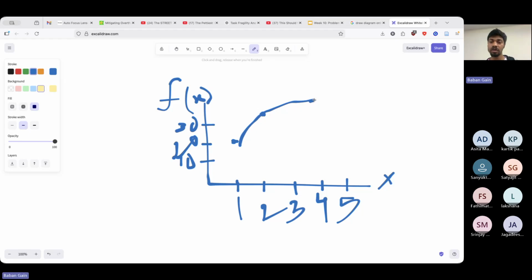Also, it is possible that the line or curve may not fit a point. Like, let's assume that it is like this. So it will be very difficult to come and input this. So that is also possible.